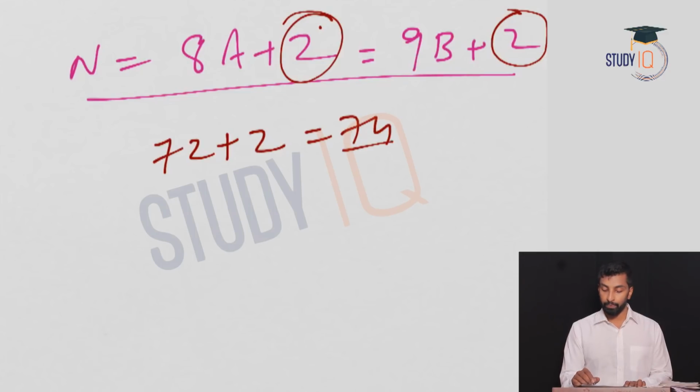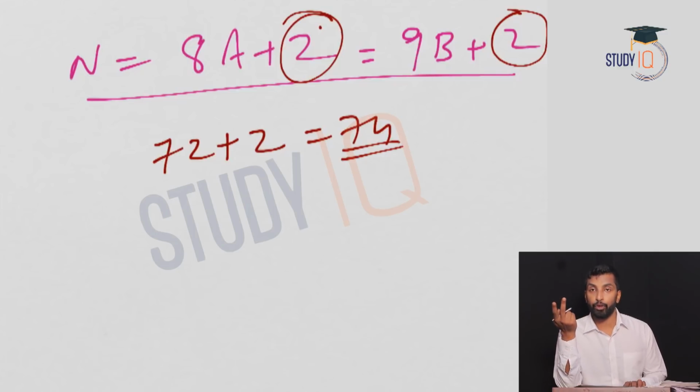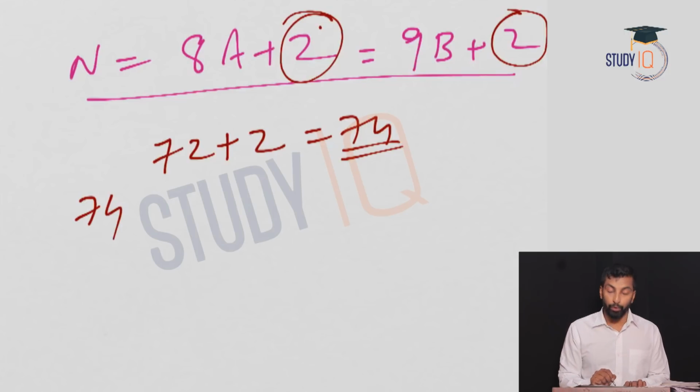That is 74. What is 74? 74 is the first possible number. You divide 74 by 8, you get remainder 2. You divide 74 by 9, then also you get remainder 2. So what is the first possible number? 74. What is the next possible number? How will you get it? You add the LCM, 72. Next number, again 72.